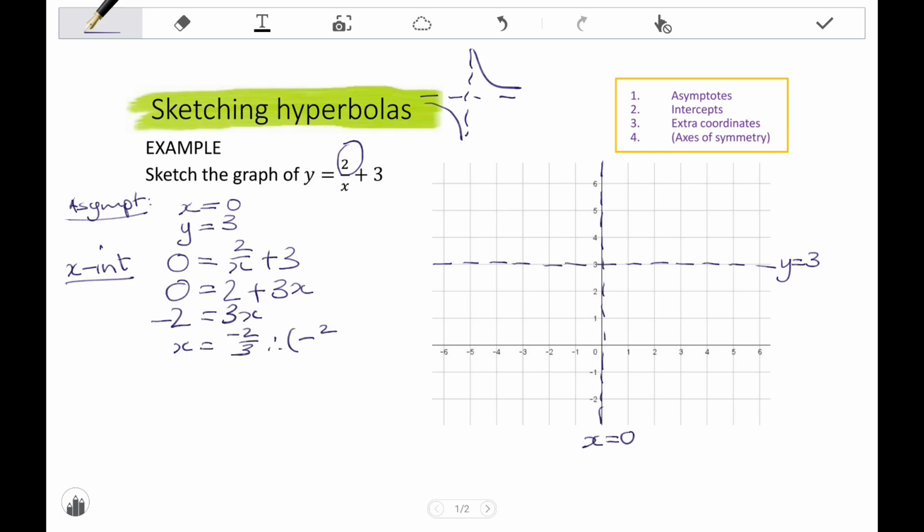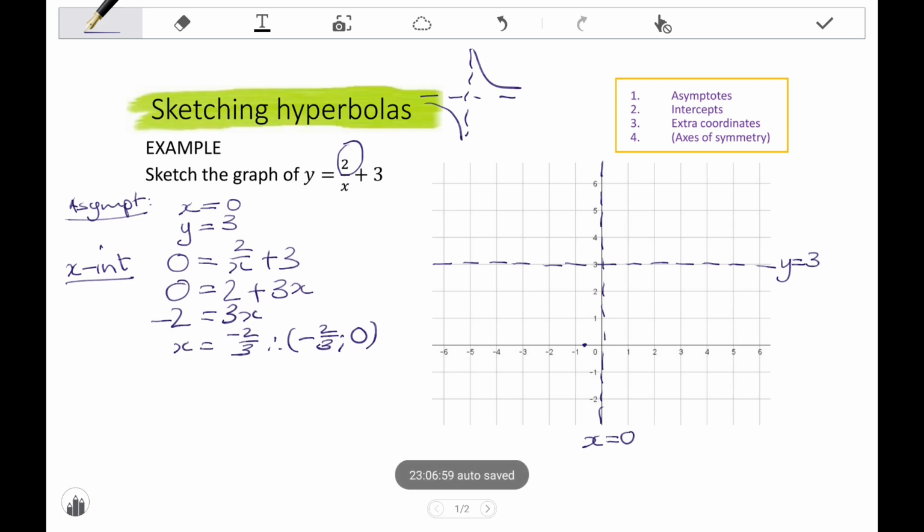So where x is negative 2 over 3, y is 0, and I can plot that. So that's negative 2/3, 2/3 of the way to negative 1. Right, then I can find extra coordinates. I would like some coordinates in the fourth quadrant here, so I could choose negative 2, negative 3, negative 4 as my x values. And I need some coordinates for the first quadrant, so I'm going to choose x is 1, x is 2, x is 3, and so forth.